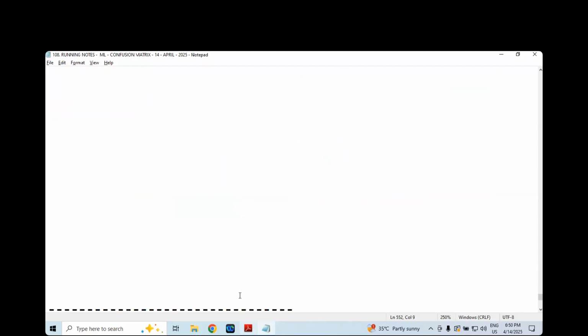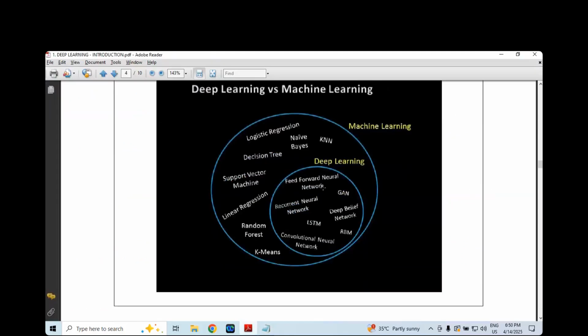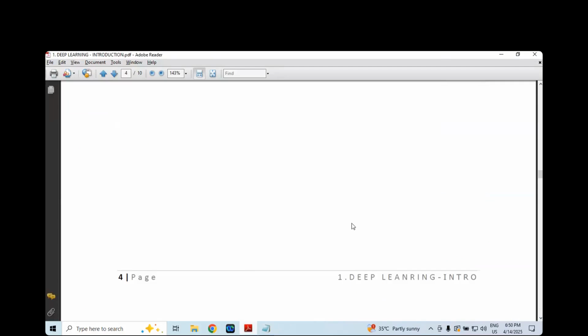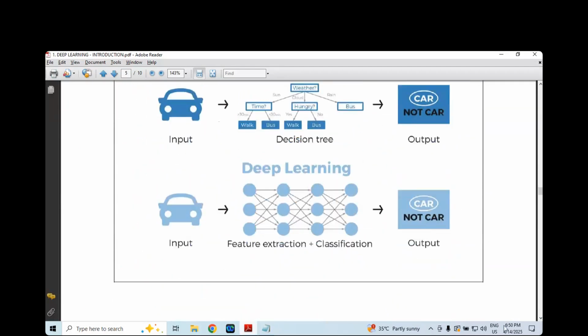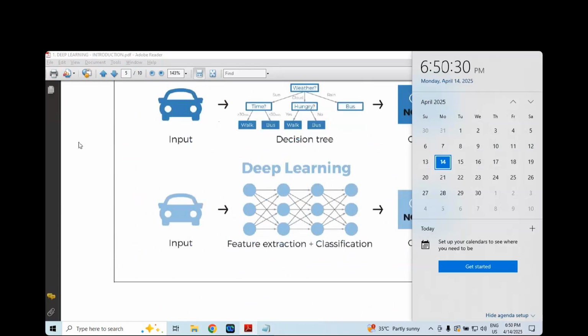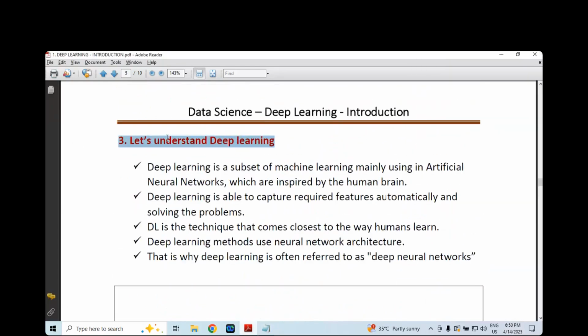Deep learning includes FFNN, feed forward neural network; RNN, recurrent neural network; CNN, convolutional neural network; LSTM and GAN. The other things are not as important. Now let us try to understand one by one. Very, very important. Okay, this one, can I continue tomorrow?